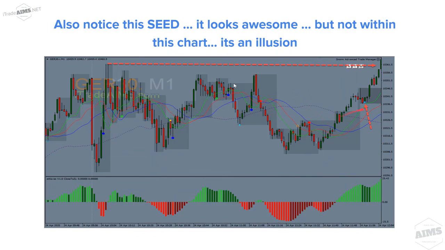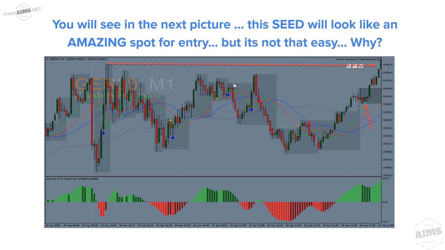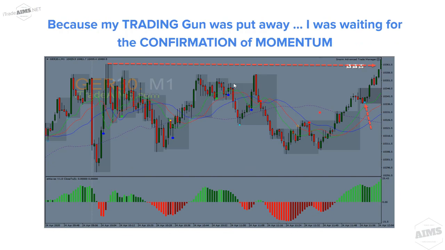Also notice this seed. It looks awesome, right? But not within this chart. It is an illusion. A backtesting illusion that might haunt you. So be careful. You will see in the next picture, this seed will look like an amazing spot for entry. But it's not that easy.